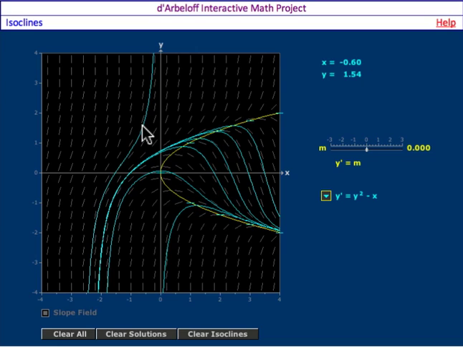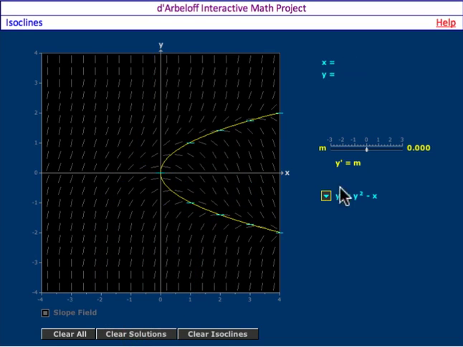Another thing you can see from this picture is that apparently many of the solutions to this differential equation cluster near to this branch of the nullcline. And maybe we can see why this is using the isocline picture. I'm going to clear the solutions now to make the picture clearer and draw in one more isocline, namely the m equals minus 1 isocline.